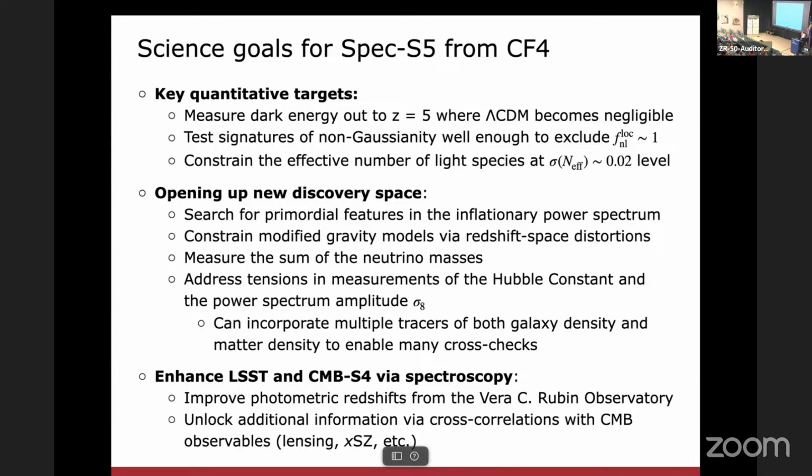But there's also another role for SPEC-S5, which is to enhance the other flagship experiments, Rubin LSST and CMB-S4. So for Rubin, a key thing that SPEC-S5 can do that is very difficult without something like it is improving the photometric redshifts from Rubin, which can increase the figure of merit by a factor of 2 if you have optimal photo-z's. Another thing it unlocks is a lot of information via cross correlations with the cosmic microwave background. Not just lensing, but every sort of SZ effect people have ever talked about, on and on and on. There's an extreme wealth of information.